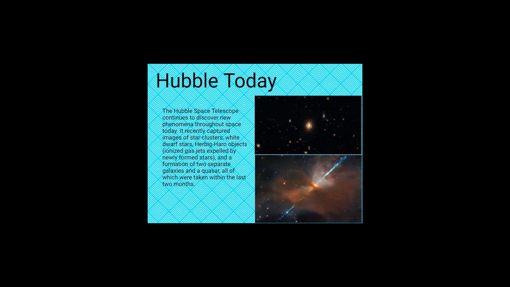The Hubble Space Telescope continues to discover new phenomena throughout space today. It recently captured images of star clusters, white dwarf stars, Herbig-Haro objects, which are ionized gas jets expelled by newly formed stars, and a formation of 2 separate galaxies and a quasar, all of which were images taken within the last 2 months.